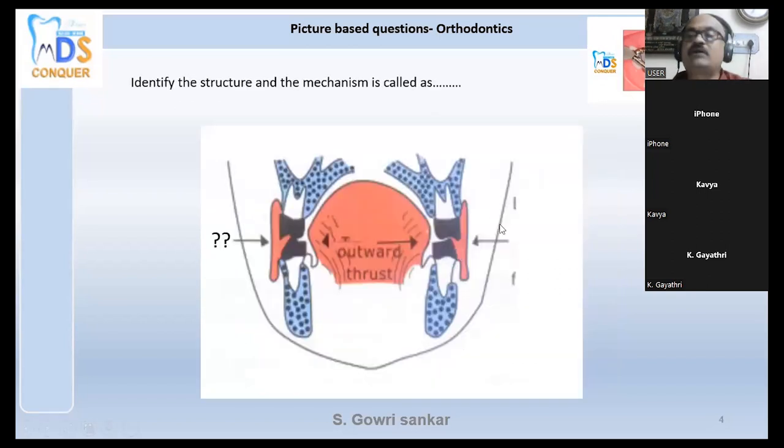And what is the mechanism this is called? Many of you may be knowing this. What is this mechanism? Yes, there is no treatment for the ugly duckling stage. You have to wait and watch. This is the buccinator mechanism. Very easy question, this.